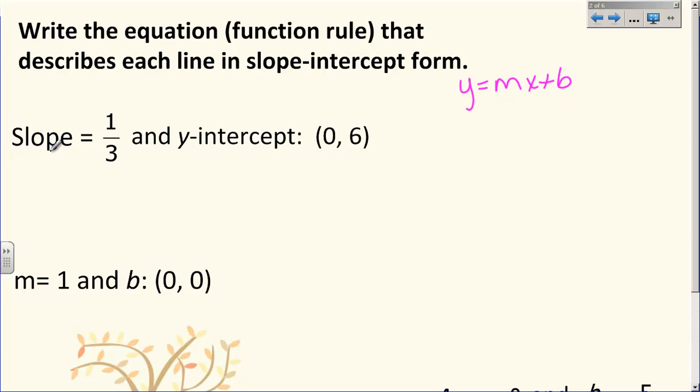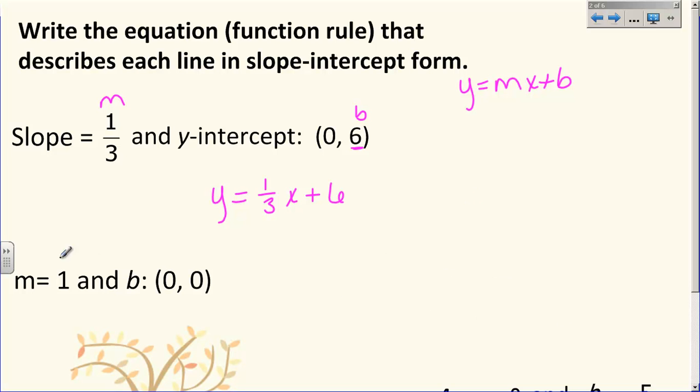So for this first problem, I'm told that the slope of my line is 1/3 and the y-intercept is at (0, 6). So the y-intercept crosses the y-axis at 6. So this is my m and this is my b. And all I'm going to do is plug those into this so I can have an equation in slope-intercept form. So y equals, m is 1/3 x plus b, which in this case happens to be 6. The equation of this line in slope-intercept form is y = 1/3 x + 6. And so now I can use that equation to go graph some stuff and get some big information.